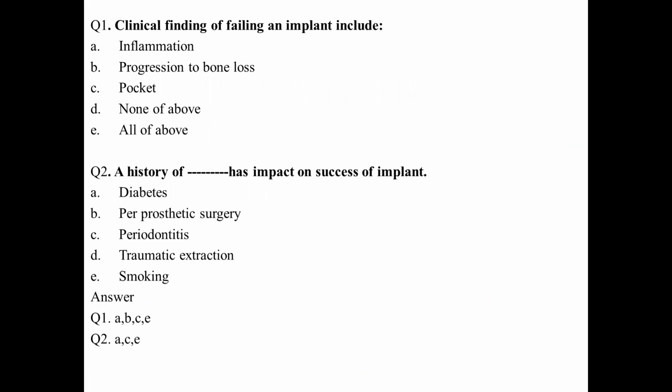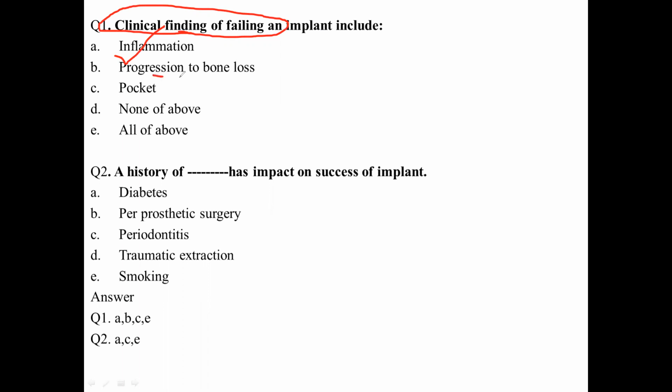So based upon the implants, I have brought some questions, some MCQs. Let's solve. Clinical findings of a failing implant include... how do you know after examining clinically? When a patient comes to you for the first time and you need to find out clinically whether your implant is failing or not, what first thing do you see in the patient's mouth? If inflammation is present around the implant or in the mucosa.